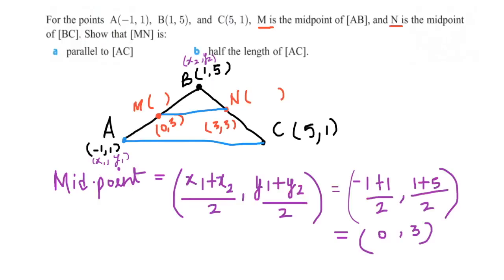So this question had two parts. First part was show that MN is parallel to AC. For that we used the concept of gradient. We proved that the gradients are the same. That is why the two lines are parallel. Second part was about the lengths of MN and AC. For this we use the distance formula, and we have seen that MN is half the length of AC. So both the parts are done for this particular question.